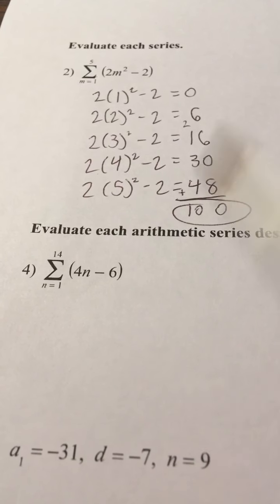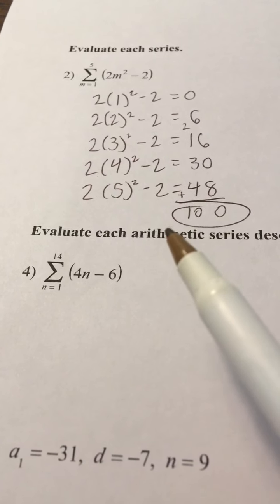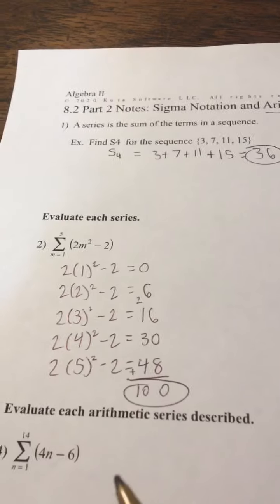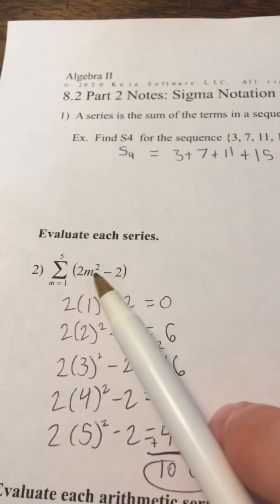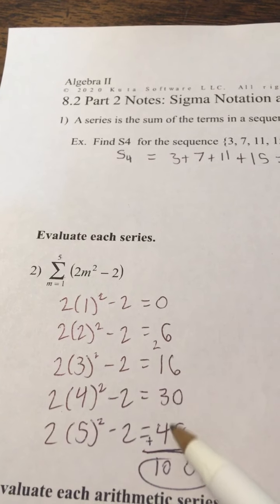And there is. There is a formula that works for arithmetic series. Now, how can you tell that it's arithmetic? I'll give you a hint. If you look at number 2 that we worked together, this one is not arithmetic. I mean, you can tell it's definitely not adding the same number.